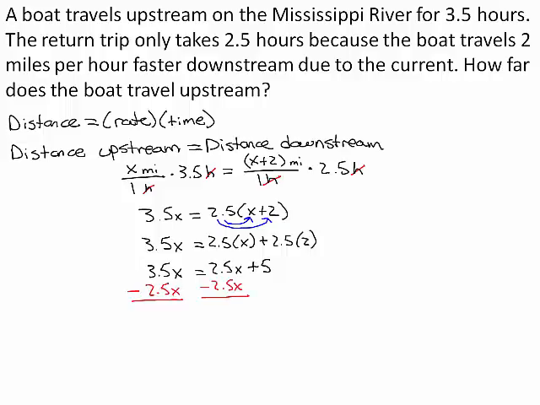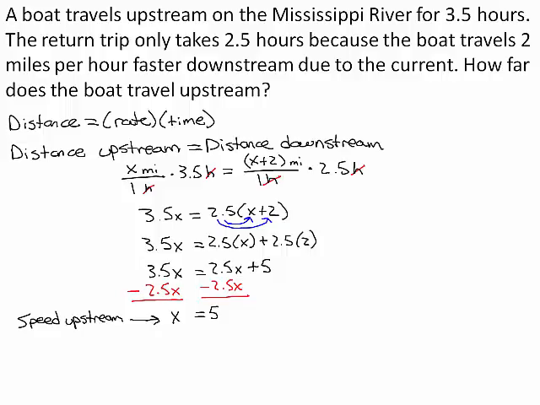Next, subtract 2 5/10 x from each side of the equation to collect the variable terms on one side of the equation. Because 3 5/10 x minus 2 5/10 x equals 1x, and 2 5/10 x minus 2 5/10 x equals 0, x equals 5. Note that x equals 5 represents the speed in miles per hour of the boat traveling upstream.